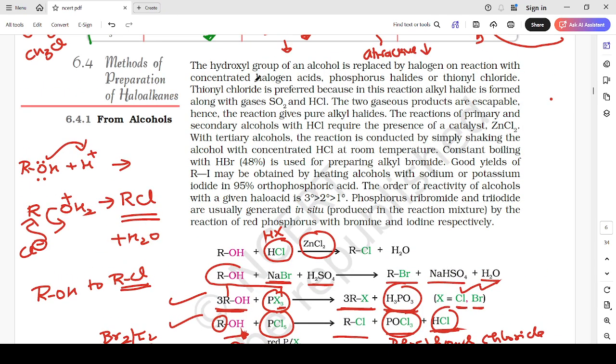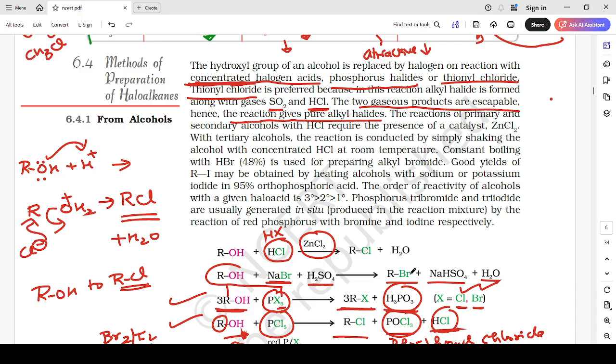Okay, now let's go on. The hydroxyl group of an alcohol is replaced by halogen on reaction with concentrated halogen acids, phosphorus halides, or thionyl chloride. Here, we prefer thionyl chloride because in this reaction, it is formed along with the gases sulfur dioxide and HCl. These two gaseous products are escapable. Hence, the reaction will provide you pure alkyl halide only.